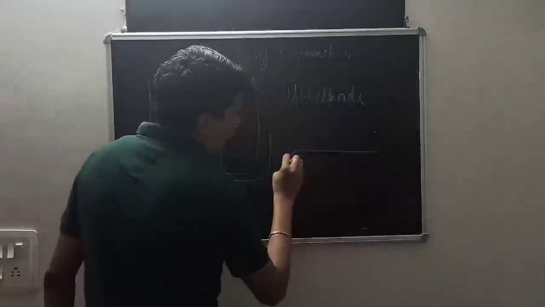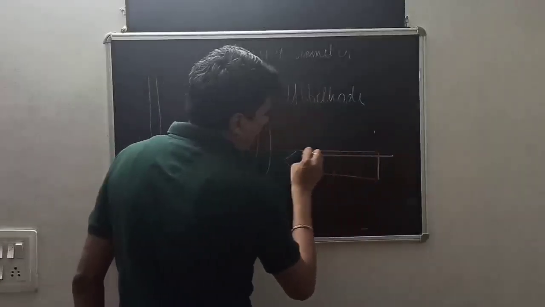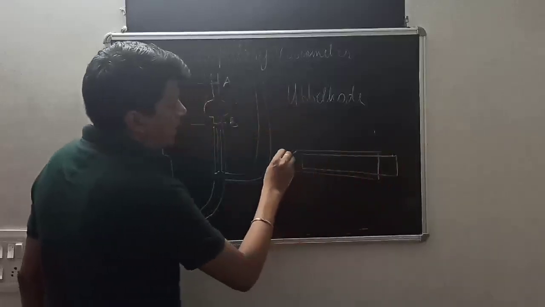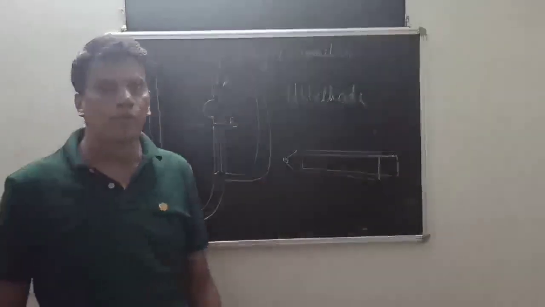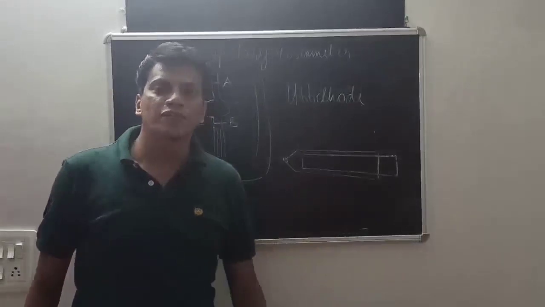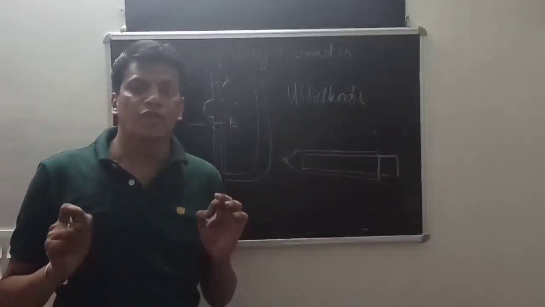So simply they are drawn by this diagram. There is a piston, there is a capillary here, and fluid moves out. A very common example of this type is the Redwood viscometer.